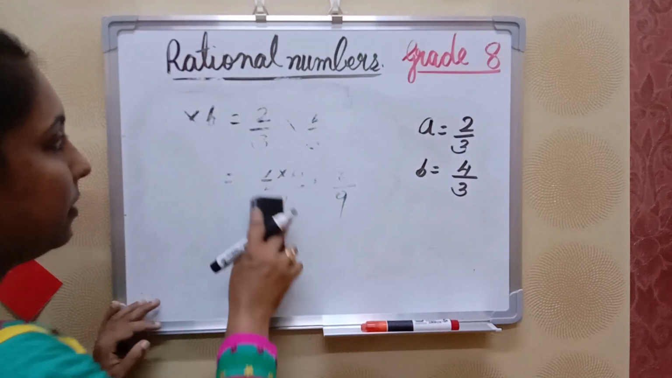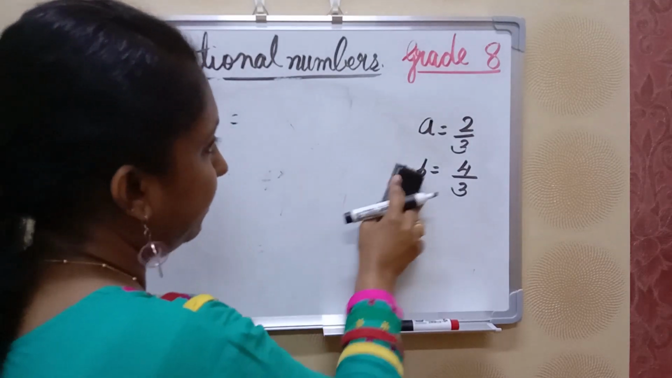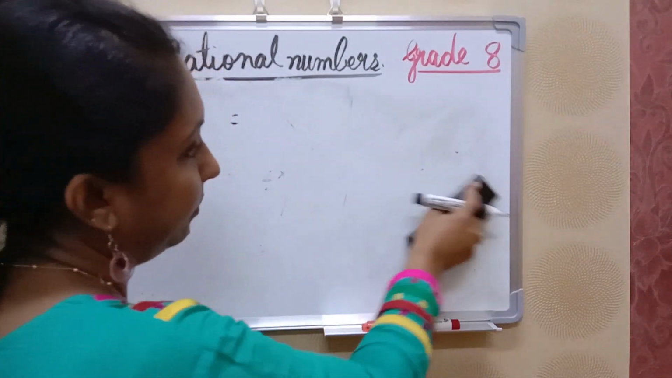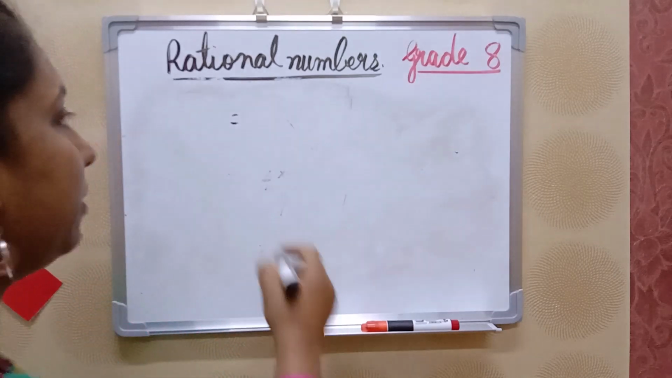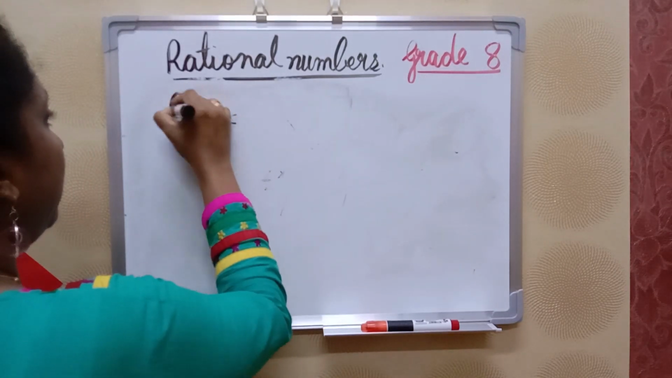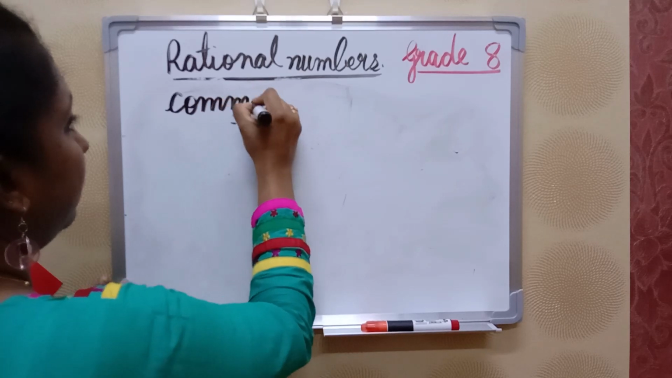Hope you understood. Next is commutative property. Commutativity also we can say. Commutative property.